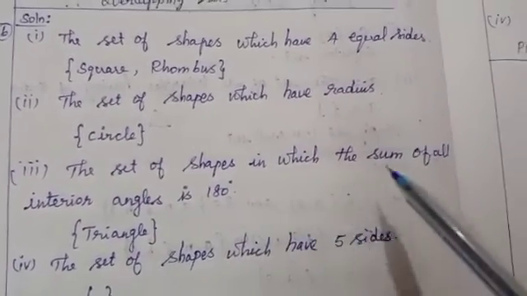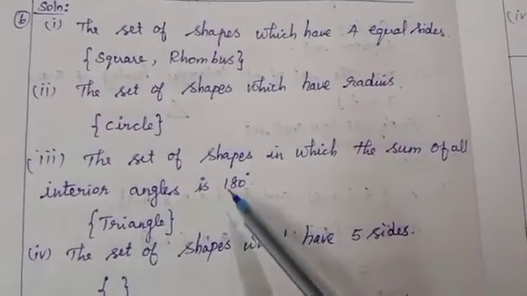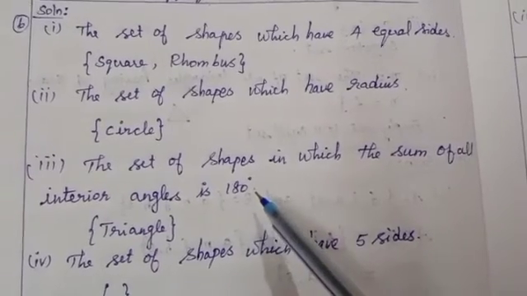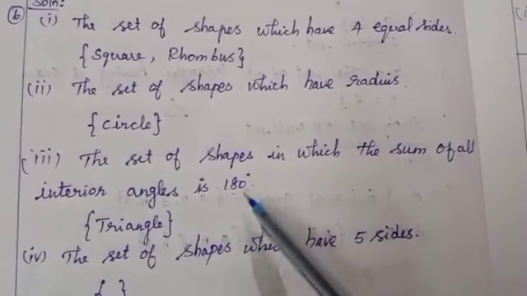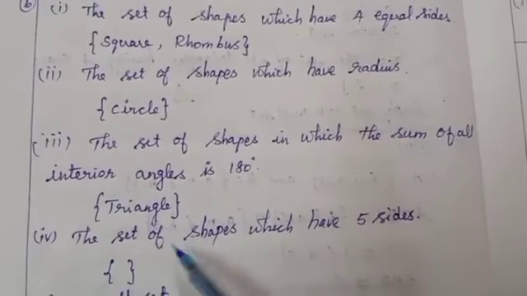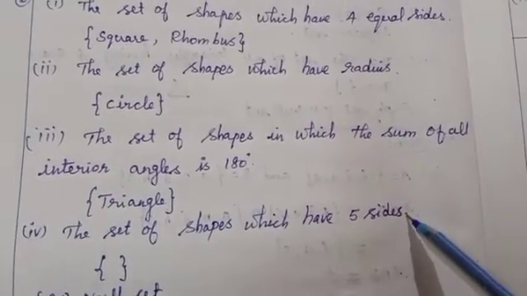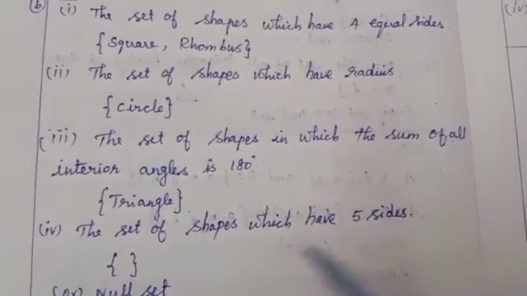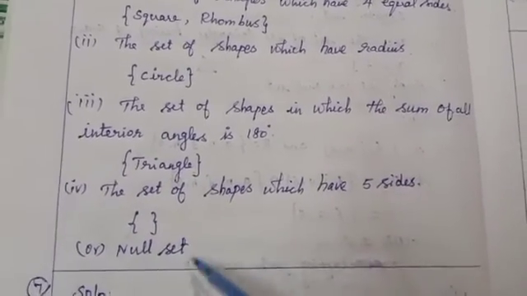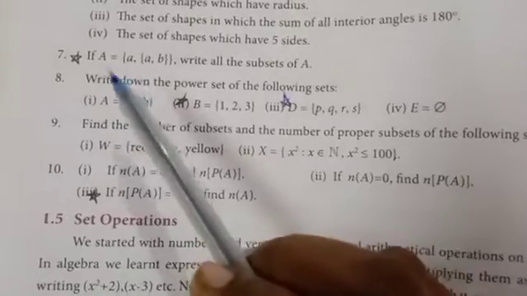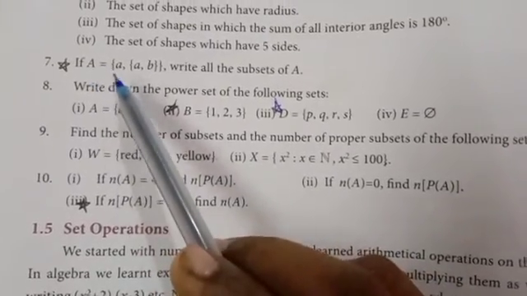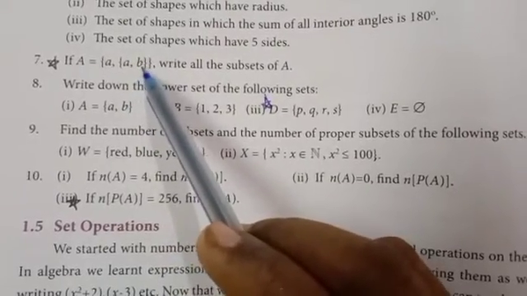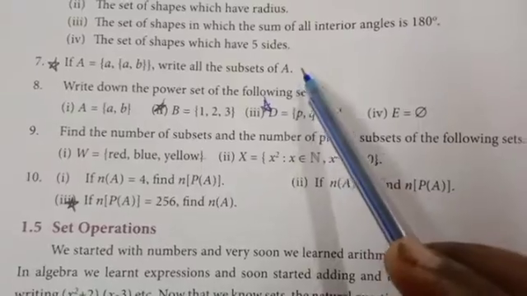The set of shapes for which the sum of all the interior angles is 180 degrees. Among the given set, which one has the sum of interior angles equal to 180 degrees? Triangle. The set of shapes which have 5 sides. From the given set, no shape has 5 sides. So it is empty set or null set. Students, now 7th question. If A is equal to set of all A, B, write all the subsets of A.